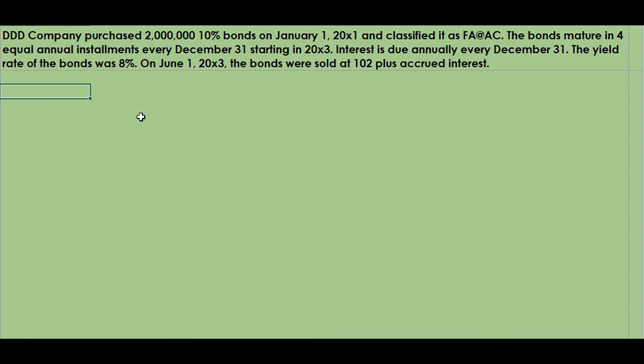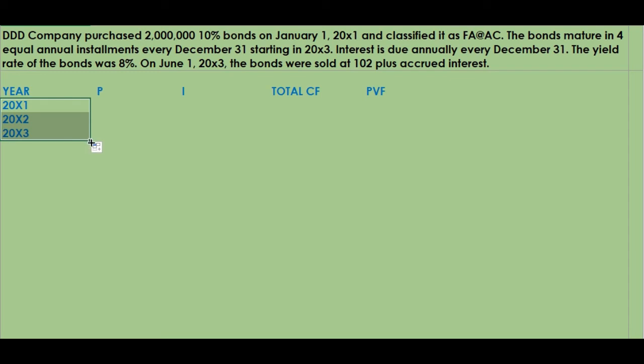Ibig sabihin, ganito yan. So, gagawa ulit tayo. Ito yung year natin. Ito yung principal. Ito yung interest. Ito yung total cash flows. Ito yung present value factor. Okay? So, year natin will be 20x1. Tapos, dire-diretso tayo. 20x1, 20x2, tapos 20x3 kasi yun yung ating first year ng payment.